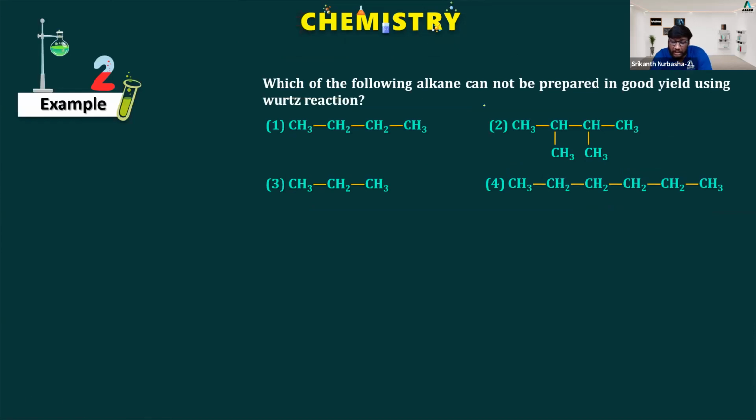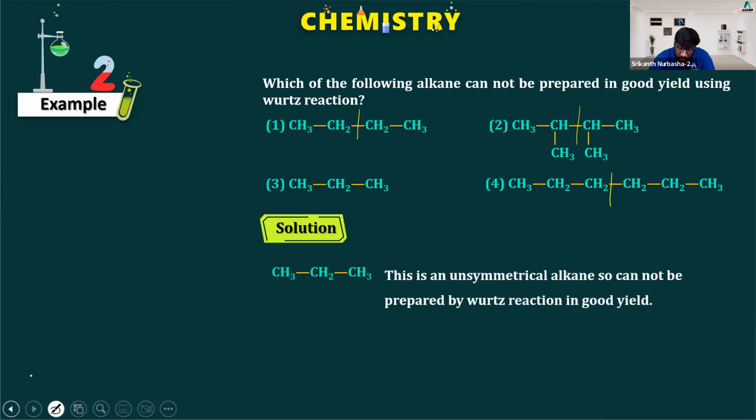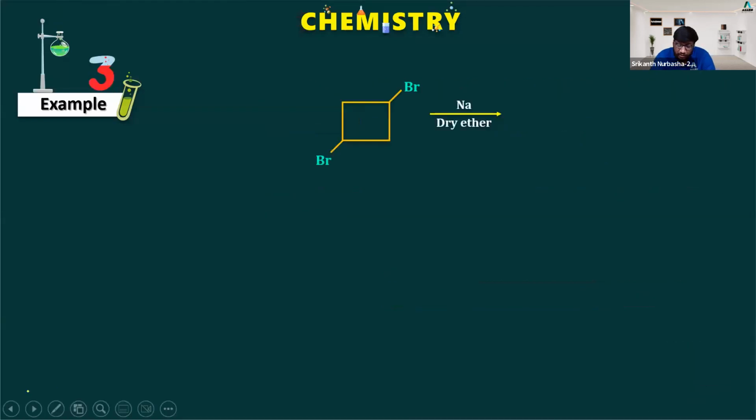Which of the following alkanes cannot be prepared in good yield using Woods reaction? Try to answer this question. Option 3. So which alkane is unsymmetrical? That will be the right option. This is symmetrical, two ethyl radicals. This is also symmetrical, and this is also symmetrical. So the only unsymmetrical option is option 3. That means this is an unsymmetrical alkane, so it cannot be prepared in good yield by Woods reaction. Very good.